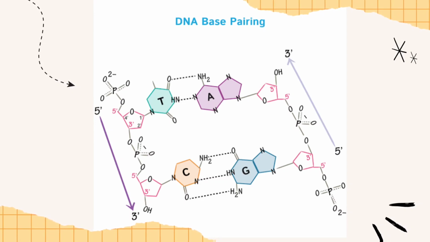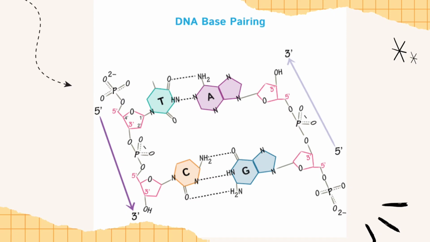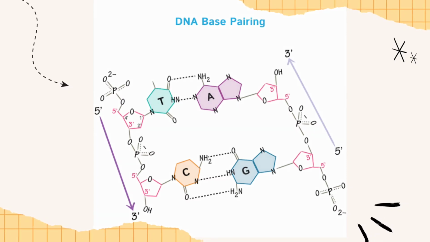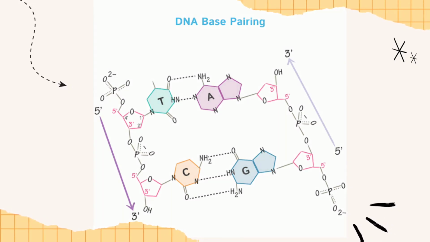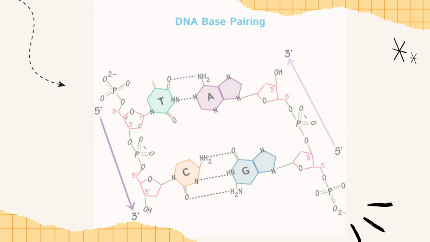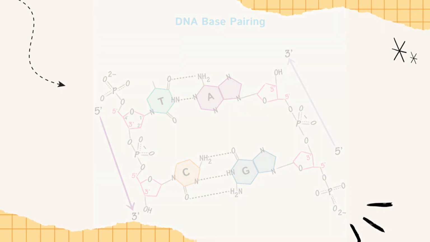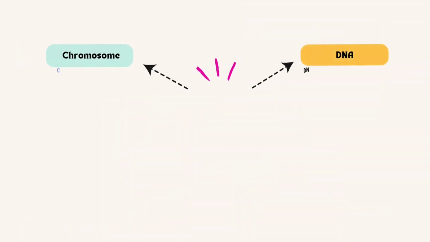See here how sugar, nitrogen bases and phosphate are interlinked with each other, and we can also see the antiparallel nature of the strand.